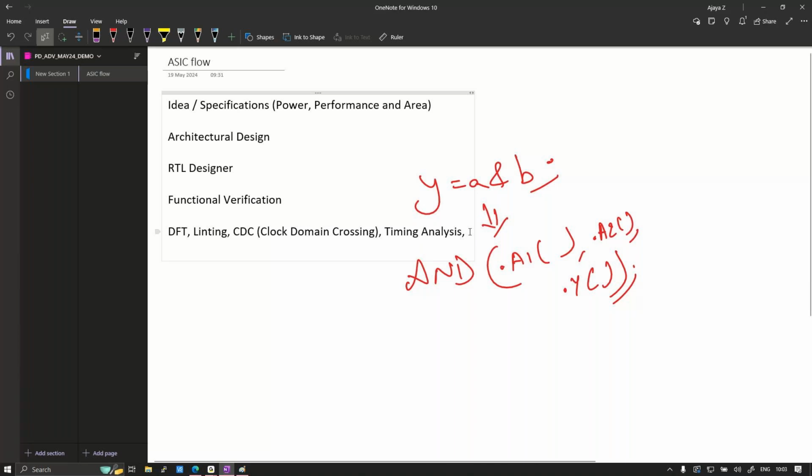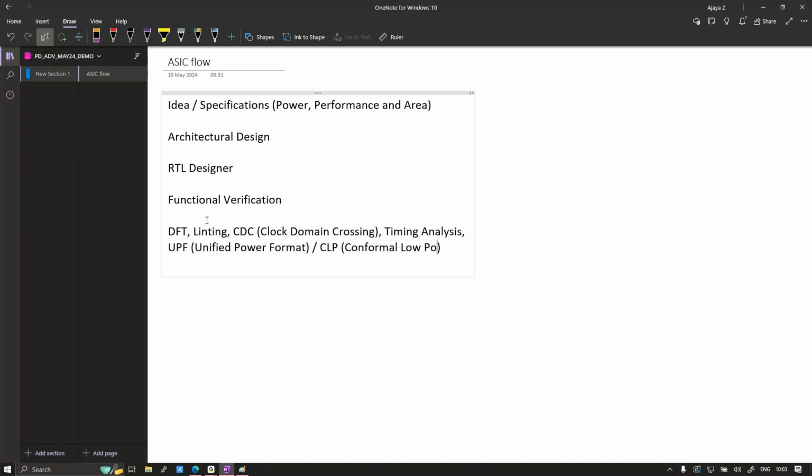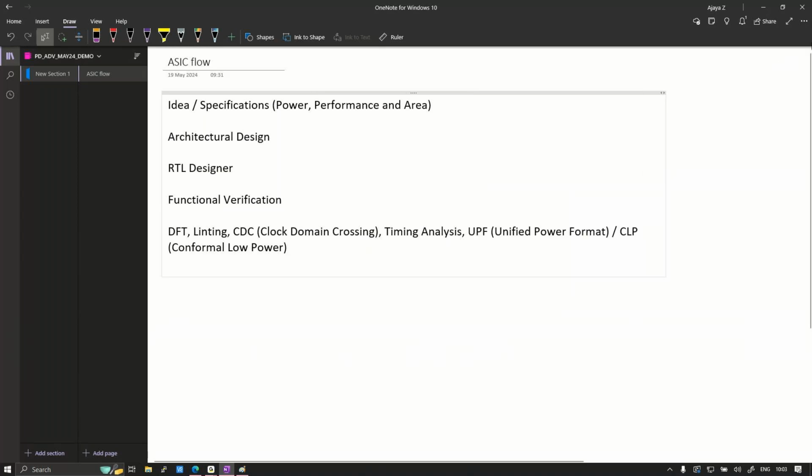Okay, and next, power related UPF, that is unified power format, and a few industries will be calling it CLP, conformal low power. UPF is unified power format, or CLP, conformal low power. Okay, so all this will be running in parallel.